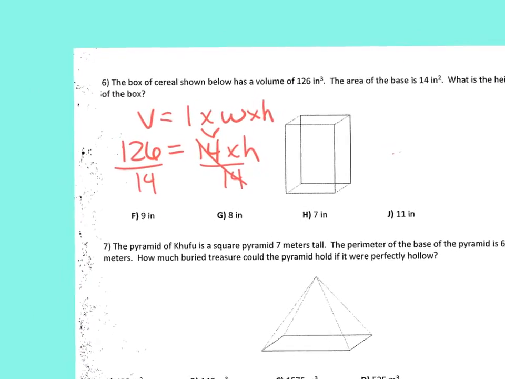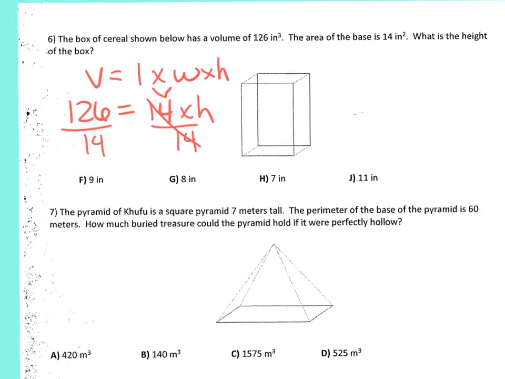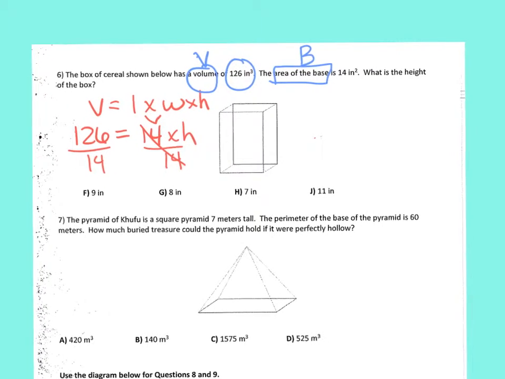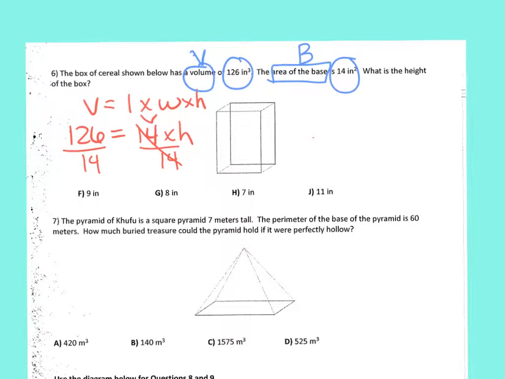Okay, number 6. The box of cereal below has a volume of 126 inches cubed. The area of the base, so that's the capital B on your original formulas, is 14 inches squared. What is the height of the box?